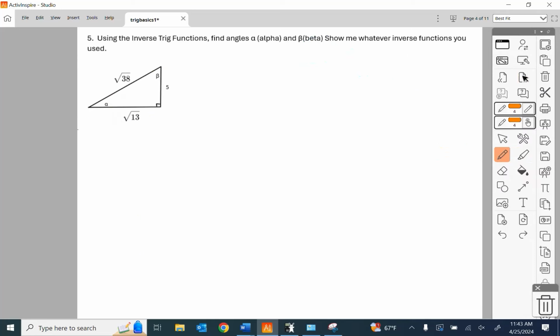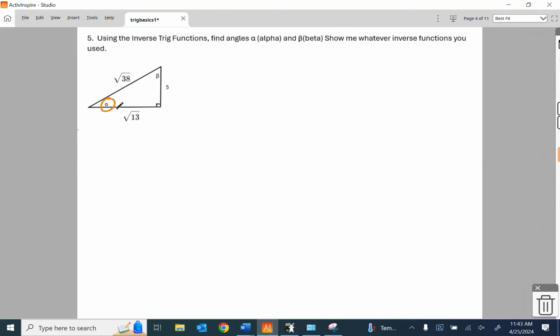Alright, moving forward. Using the inverse trig function, find angles alpha and beta and show me whatever inverse functions you used. Alright, so I'm going to do alpha, and you can do it any way you want because you have every side of the triangle. If I'm going to focus on angle alpha, I just look at these two, opposite over adjacent, and I know that the tangent of alpha is equal to 5 over root 13. Therefore, alpha is the arctangent of 5 over root 13.